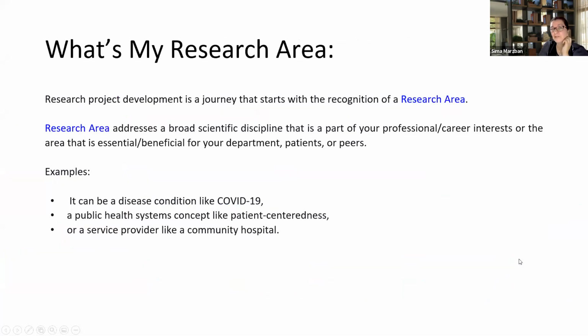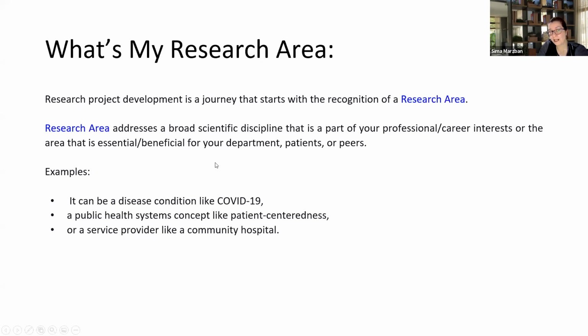Okay, let's start with research area. Research area is the first step of starting the research. So some of us like to do the research in our subspecialty field, something like a disease condition, COVID-19, cardiovascular disease, chronic kidney disease, arrhythmia, mental health, something like that. So first of all, define what's your area of interest.